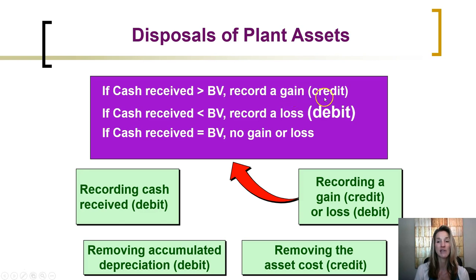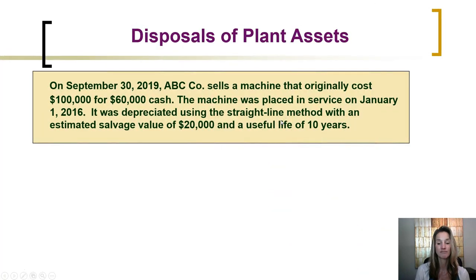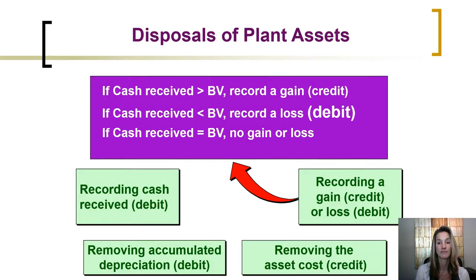So you can kind of think of gains similar to revenue accounts. Both revenues and gains have a credit balance, and they both increase the amount of income reported for the year. If the cash received is less than the asset's book value, however, the company is selling the asset for less than what it was worth to them, so they record a loss. And a loss is really similar to an expense. They both cause income to decrease in the accounting period they are recorded. And just like expenses, losses have a debit balance.